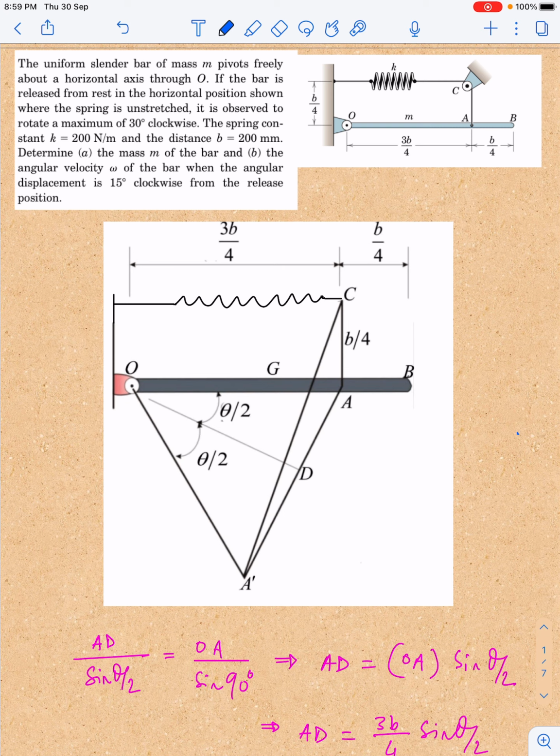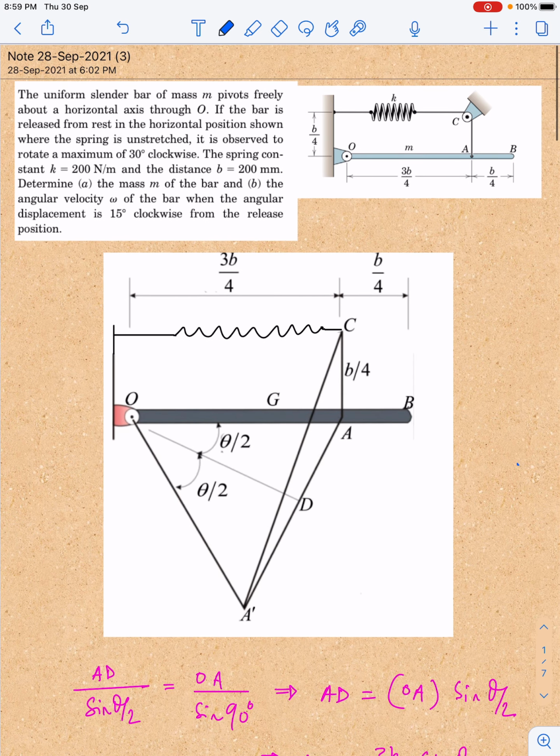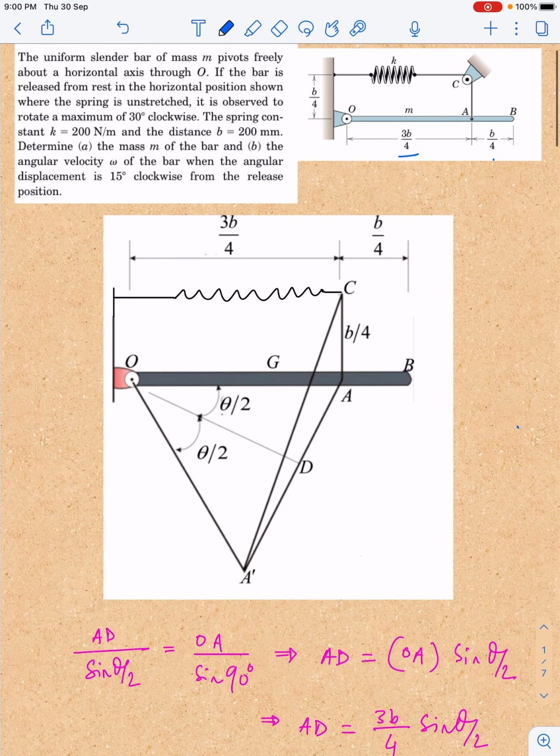What it is saying is that a uniform cylinder bar, this is the cylinder bar as you can see over here, is connected to a rope, and this rope is connected to a spring, right? And the lengths are given. This is 3b by 4 as they are mentioning. This is also b by 4 and this is b by 4. Correct? So what is the demand of the question?